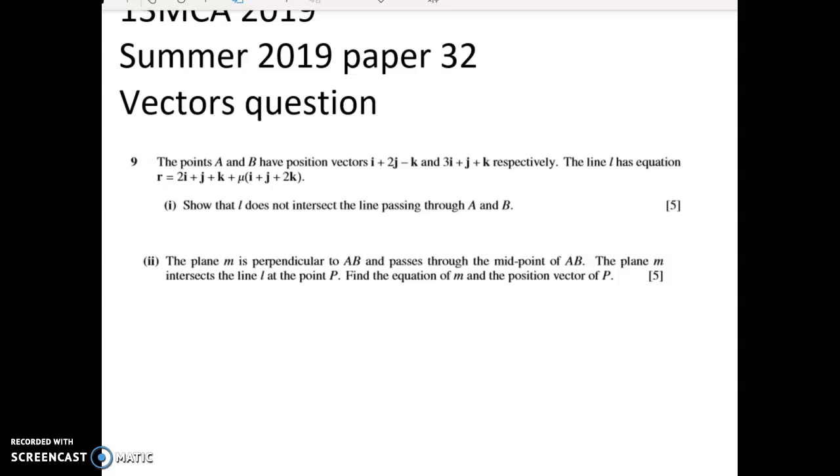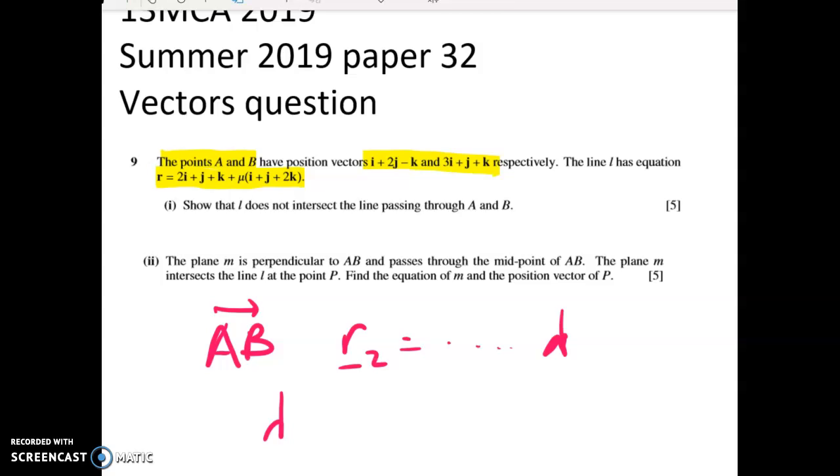So the first question is one where we've given 2 points with position vectors, right? And we're given a line L, and it's got this vector equation of the line, and we have to show that L doesn't intersect the line going through A and B. So the first thing we're going to do here is get a vector from A to B, and then we're going to do another line which we'll call R2, and that's going to have the equation of a line with a parameter of lambda. Then we're going to try and show that there's no such values of lambda and mu that are going to satisfy the 3 different equations for the x, y, and z coordinate. Right, so that's a pretty straightforward question. You just have to be really careful with your communication in that one.